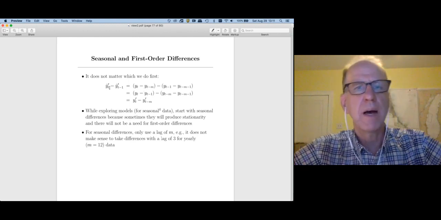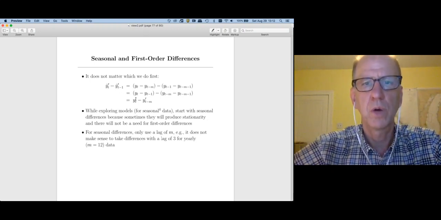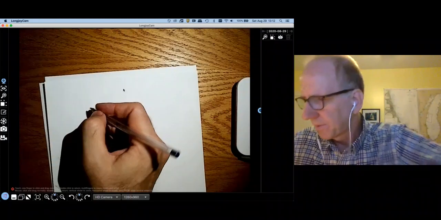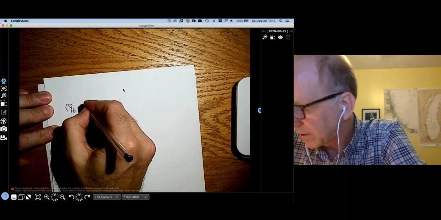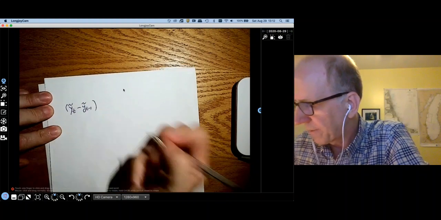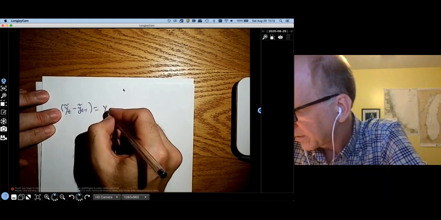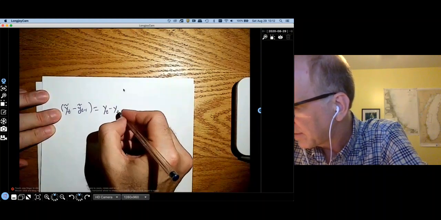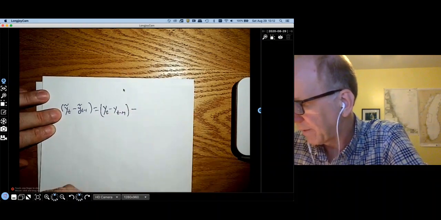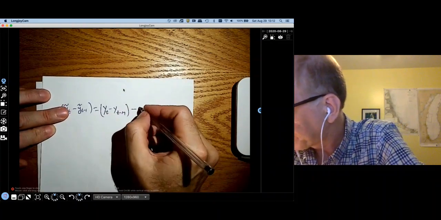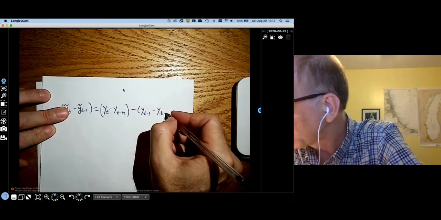My algebra here is meant to convey that those two are exactly the same. Let's write this out. The seasonal difference at time t minus the seasonal difference at time t minus 1. This is going to be y_t minus y_(t minus m), where m is the number of periods that I have. And this is going to be y_(t minus 1) minus y_(t minus 1 minus m).